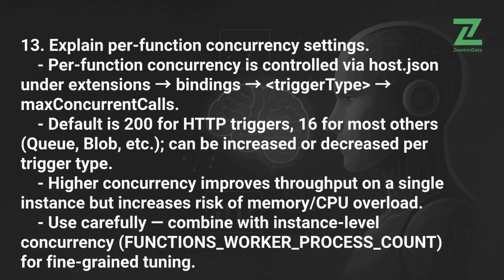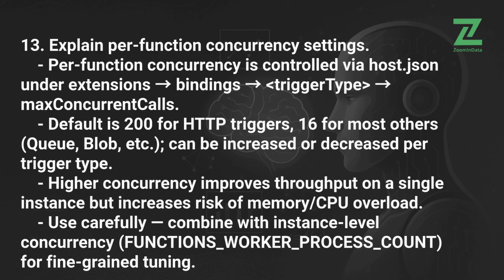13. Explain per function concurrency settings. Per function concurrency is controlled via host.json under extensions > bindings > <trigger type> > maxConcurrentCalls. Default is 200 for HTTP triggers, 16 for most others, queue, blob, etc.